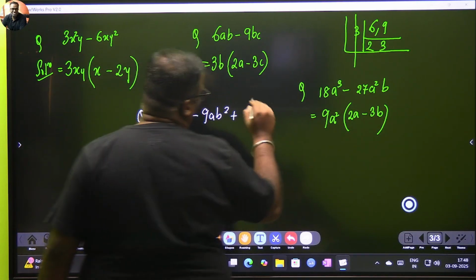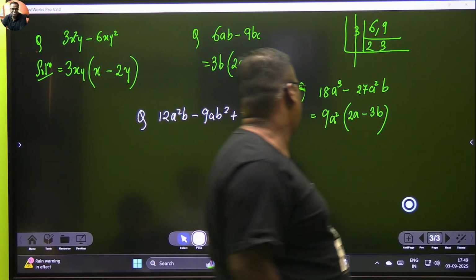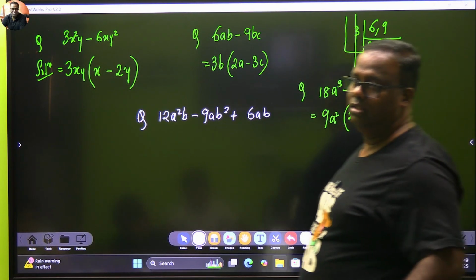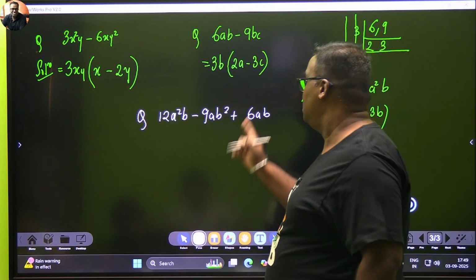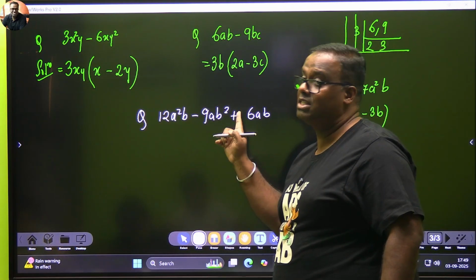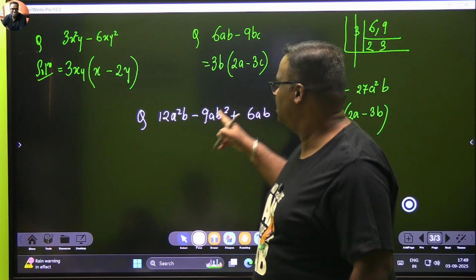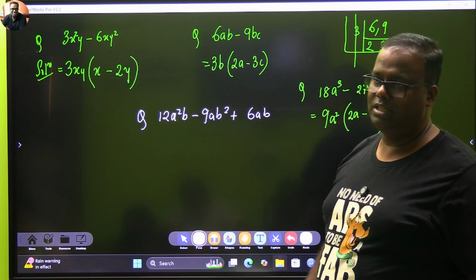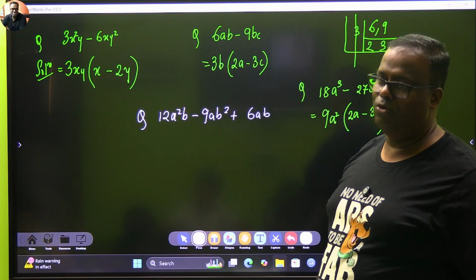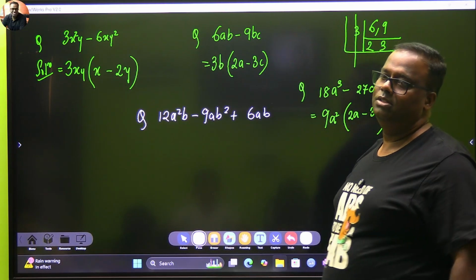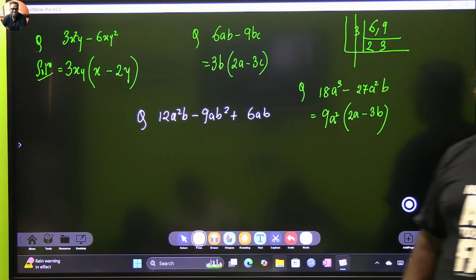6ab. Now we have got 3 terms. Nothing to be afraid of. First look at the numbers. 12, 9 and 6. 3. Because 6 can kill 12. 6 cannot kill 9. But 3 is a number which can kill 6, 9, 12. Right? 2 cannot kill all of them. 4 cannot kill all of them. So shall we do it? Try to do it on your own. So 3 will be common.